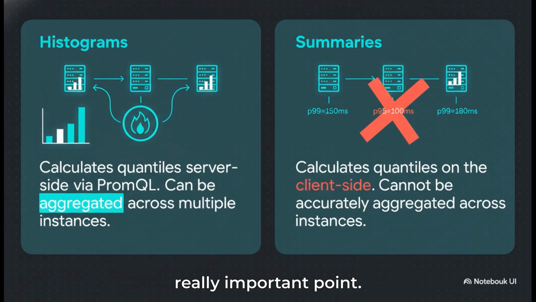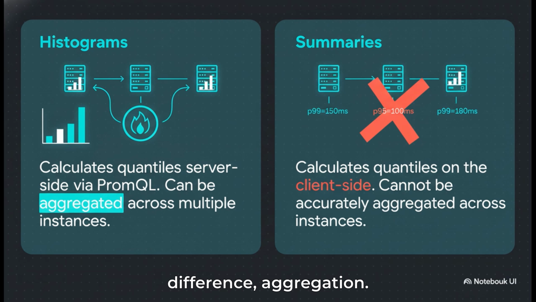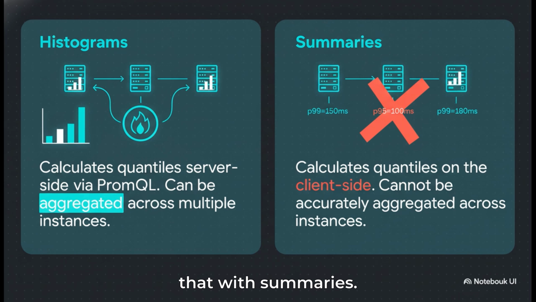Now this brings up a really important point: histograms versus summaries. And here's the key takeaway, the big difference: aggregation. Because a histogram gives you those raw bucket counts, you can add them up from all your different servers to get an accurate, cluster-wide view of performance. You just can't do that with summaries. So for distributed systems, histograms are almost always the right call.